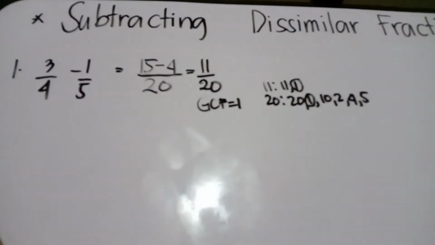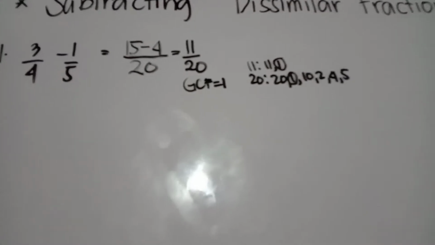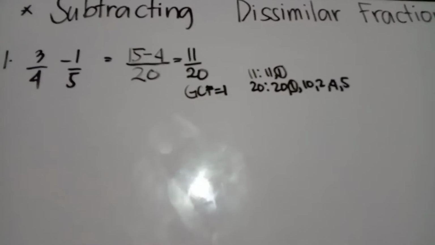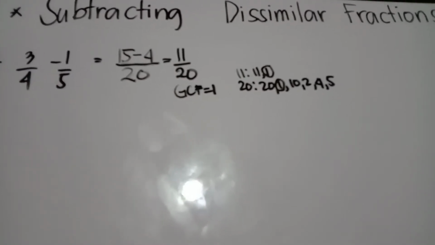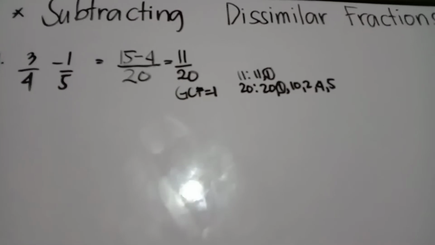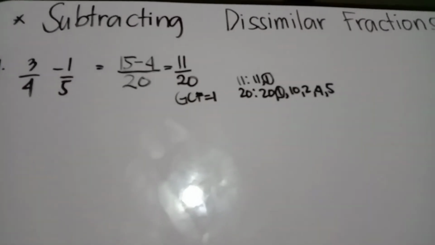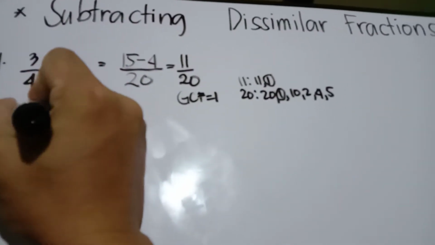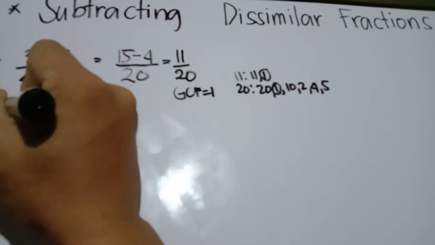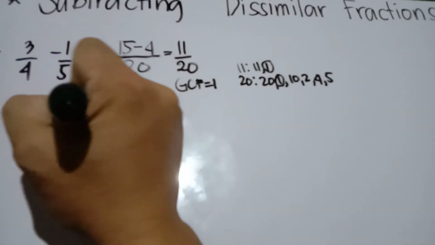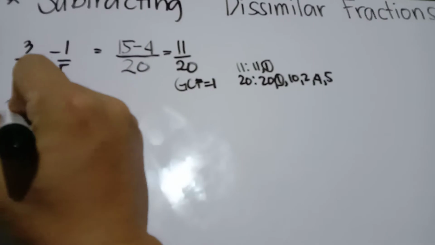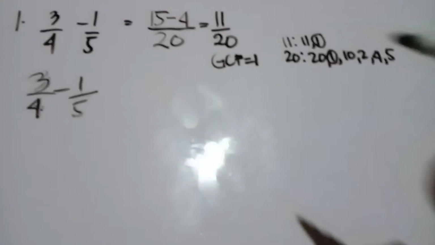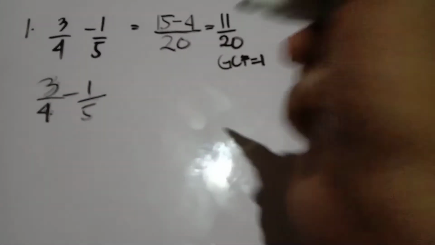Okay? So next, ipapakita ko sa inyo kung paano mag-subtract ng dissimilar fractions gamit yung isang proseso. The other way on how to subtract dissimilar fractions. Okay, so let's try this one. 3/4 minus 1/5.